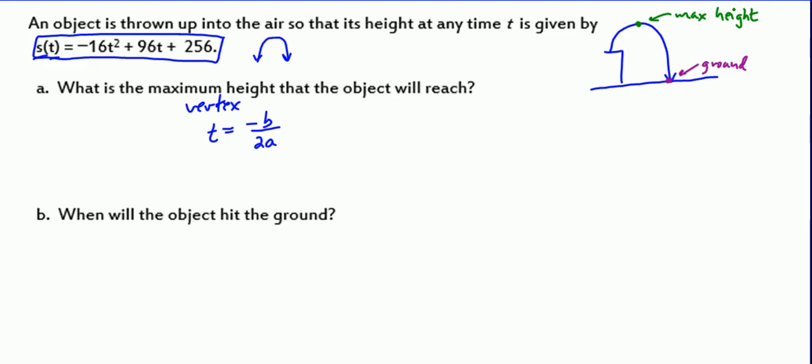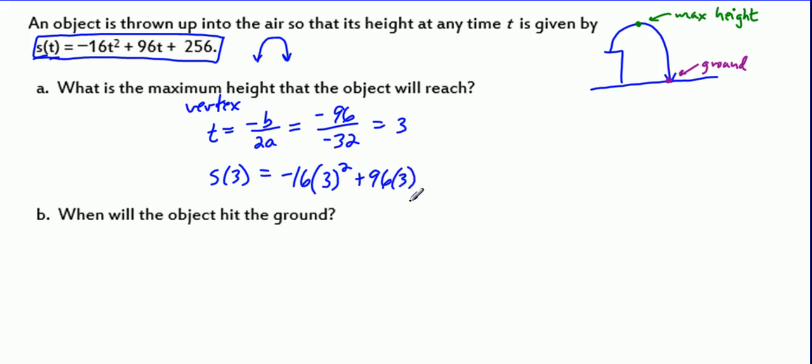So in this case, the time at which you're going to reach your maximum height will be negative 96 over negative 32, because that's 2 times negative 16, which simplifies to 3. It's going to take 3 seconds to reach the maximum height, right? But you can't answer how high does it go, and somebody tells you 3 seconds. That's not a height. What you're going to do then is use that time to determine the height. Okay? Back to the original function. S is a function of t.